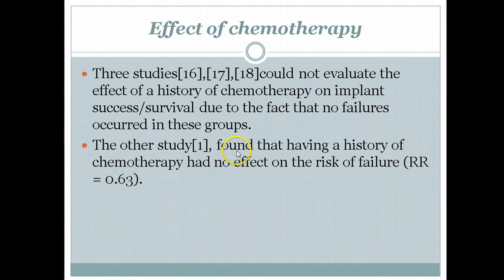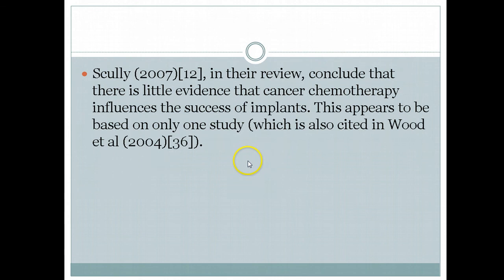There was another study that found that having a history of chemotherapy had no effect on the risk of failure. So the 2 studies, at least, pretty much show there was no effect. Scully, 2007, in their review, concluded that there is little evidence that cancer chemotherapy influences the success of implants. This appears to be based only on one study, which is also cited in the Wood article. So the pool of studies is not large enough to give any conclusion one way or the other. And again, I have referenced everything here. You guys can go back and check it out.